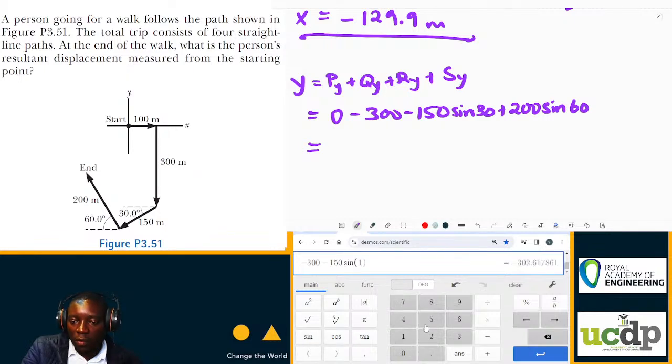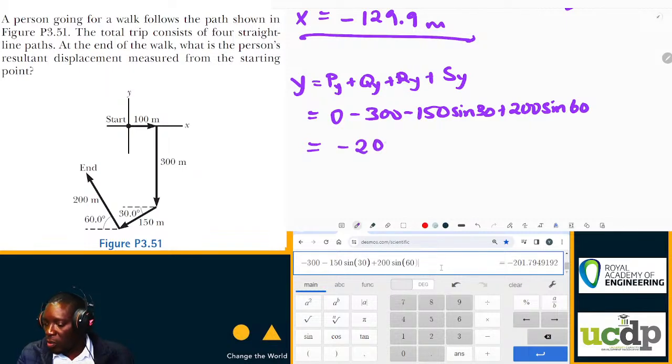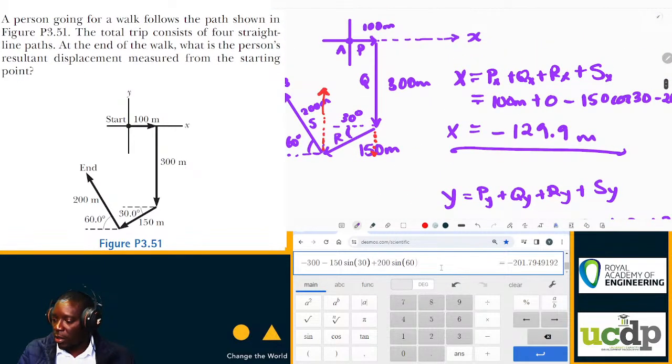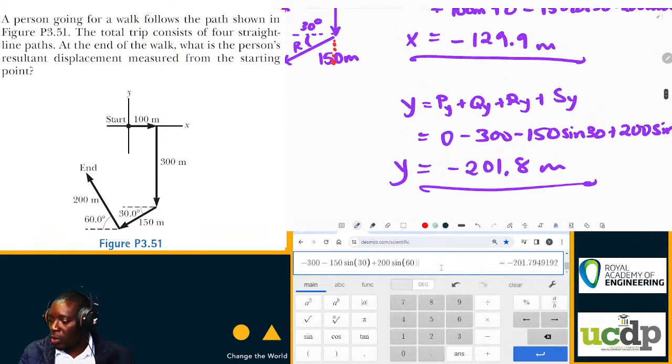150 and sine of 30, and plus 200 sine 60. This one should be negative because it's still below the axis according to the diagram. So I have minus 201.8 meters, which also agrees. I don't need to check again this working because already B is below the horizontal. So it's okay if it's negative.